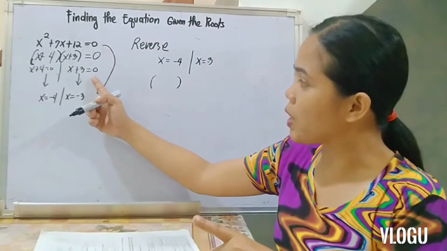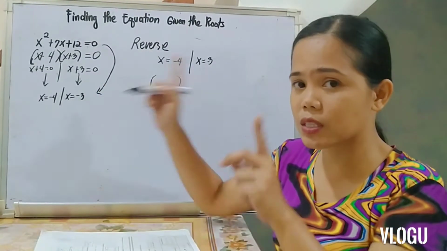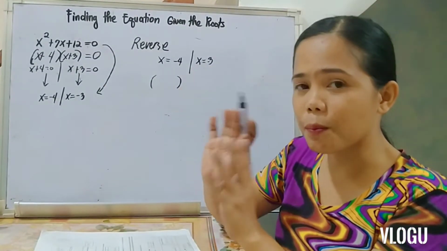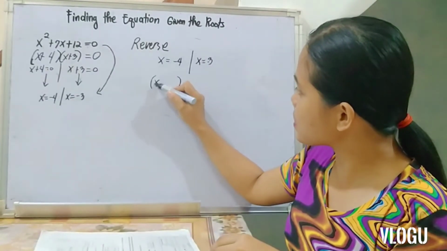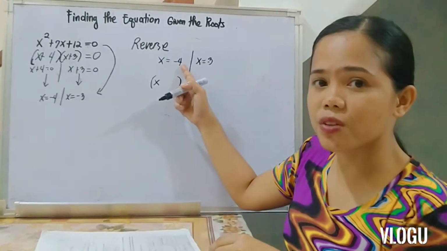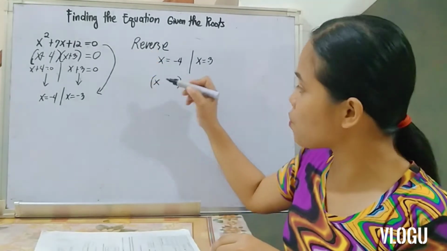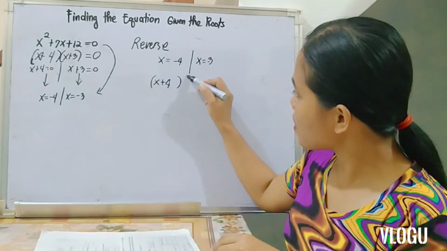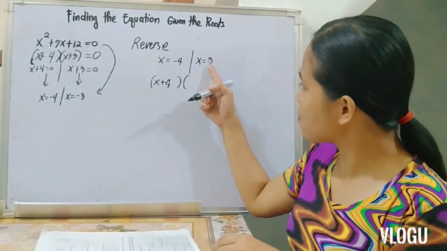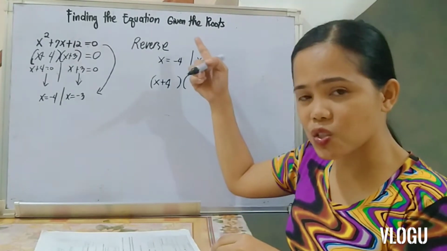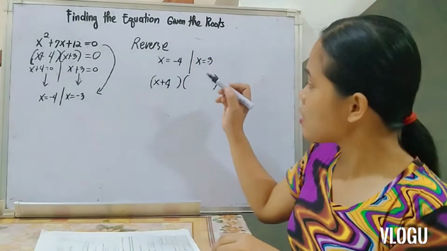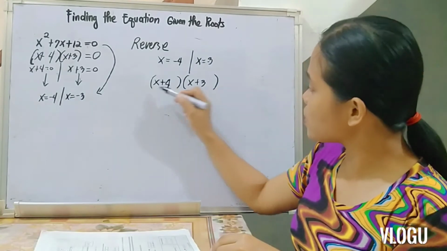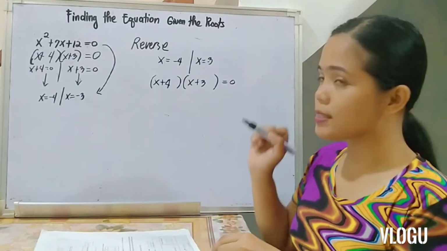So here, you equate the factors to 0. This time, we're going to combine the factors. So you have x, negative 4 to the left will become positive 4. And the other one, negative 3 to the right, transferred to the left, will become x plus 3. And the two factors equate to 0.